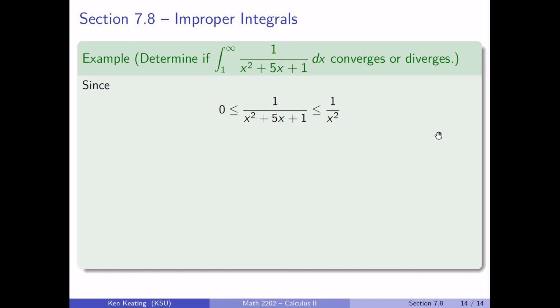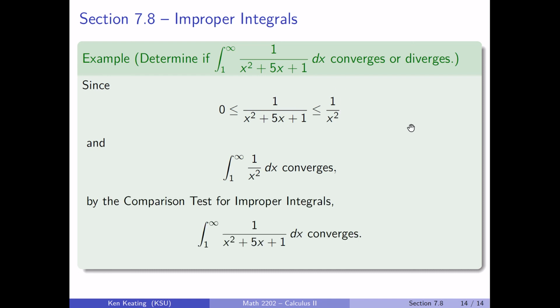So if I know that 1 over x squared plus 5x plus 1 is less than or equal to 1 over x squared, I also know that the integral from 1 to infinity of 1 over x squared converges, right? I had a theorem a little while ago in video 1 that told us that for all values of p bigger than 1, and in this case 2 is bigger than 1, this integral converges. So the integral from 1 to infinity of 1 over x squared converges. It equals some number, whatever that number is. So the one I'm interested in, the integral from 1 to infinity of this function, must also equal a number that's less than or equal to this one's integral. Therefore, it must also converge.